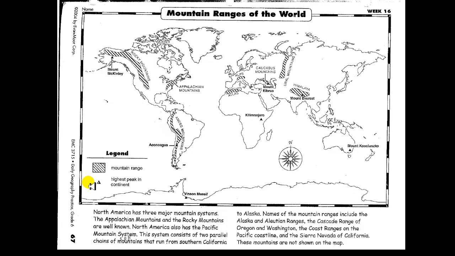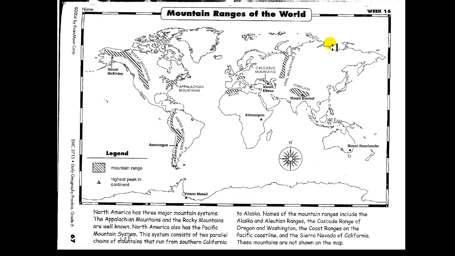So we have to figure out where Europe is and where Asia is. And there's a mountain range that kind of separates the two. What's the name of that? Wednesday number 2, in Europe, the highest mountain is located in the Caucasus Mountains.